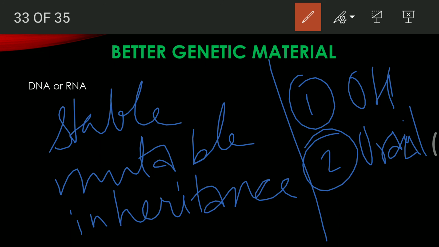With this knowledge, we come to a conclusion that DNA and RNA both are genetic material, but since DNA is much more stable, we consider DNA to be a better genetic material as compared to RNA, whereas RNA is also a genetic material, but a very quickly changing kind of genetic material. So with this, I think we can complete today's topic, the Hershey-Chase experiment, and why DNA is a better genetic material as compared to RNA.